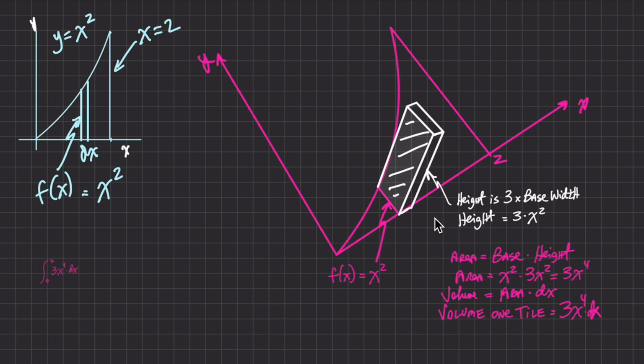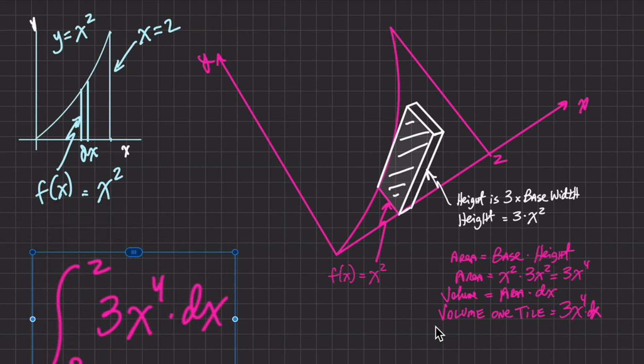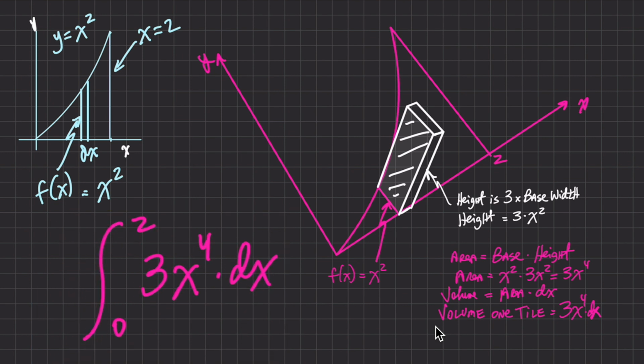In order to get volume, we're going to take the area of that face and take it through a distance of dx to give it a 3rd dimension. Therefore, the volume of this one tile is going to be 3x to the 4th dx, and to get the entire figure, we're going to do an integral as a summation of all these tiles from x equals 0 to x equals 2.